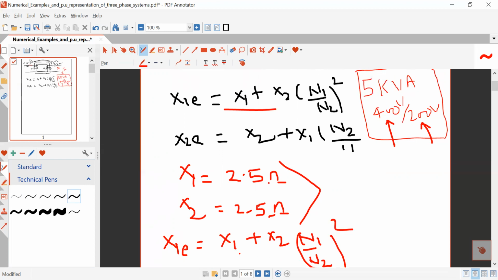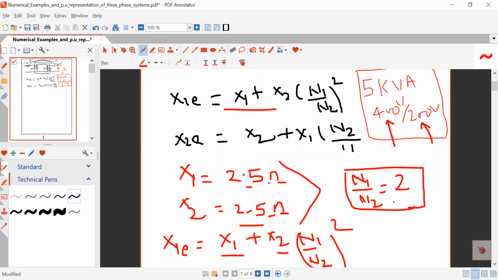And in this question X1 and X2 are 2.5 ohm, and N1 and N2, the turn ratio, will be equal to the voltage ratio, which is given in the problem, 400 by 200, it will be 2. When the transformer is lightly loaded, or when you ignore the drop in the transformer winding, then the turn ratio will be equal to the voltage ratio. So N1 by N2 will be 2.